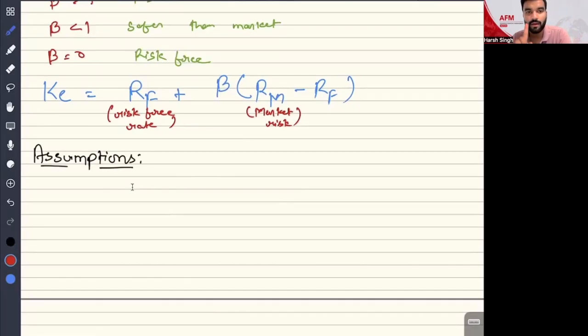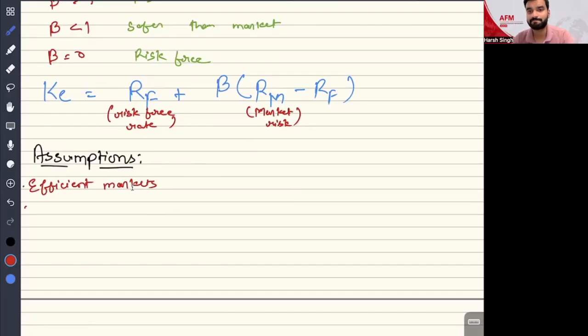Assumption number one is that markets are efficient. What do we mean by efficient markets? That investors are rational, there is no transaction cost, and information is available to everyone at zero cost. The corporate and the personal taxes are almost the same. This is the very first assumption, which states that markets are efficient.